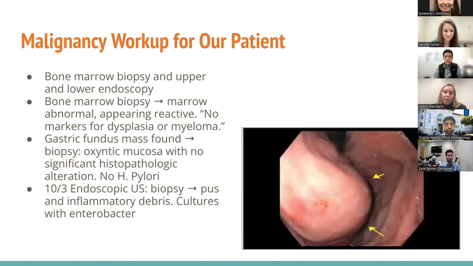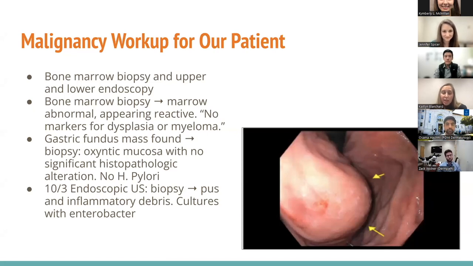Given the known association with malignancy, our patient actually stayed with us in the hospital for another week or so to get some more tests done. She received a bone marrow biopsy as well as an upper and lower endoscopy. Her bone marrow biopsy came back as abnormal, appearing reactive. Luckily, there were no markers for dysplasia or myeloma or anything like that.